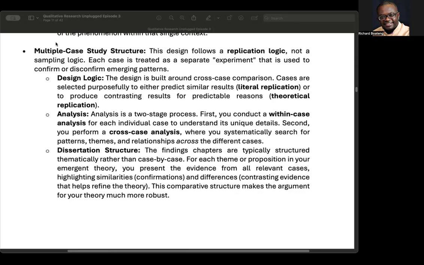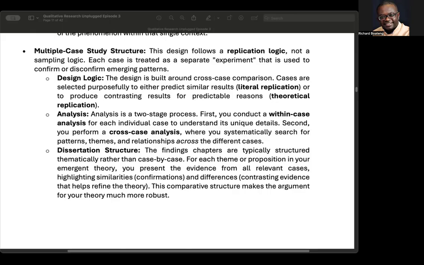So the selection is very strategic. Extremely strategic, driven by your developing theory. And the analysis reflects this. It's typically a two-stage process. Okay, what are the two stages? First, you still do within-case analysis for each individual case. You need to understand the unique details and story of each case on its own terms first. Like mini single case studies first.